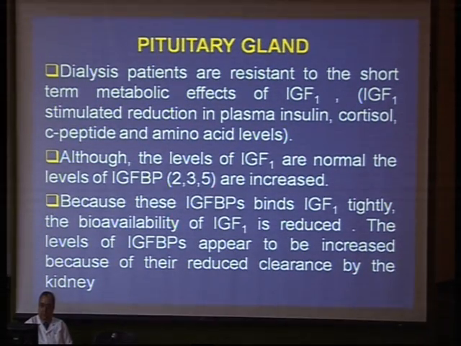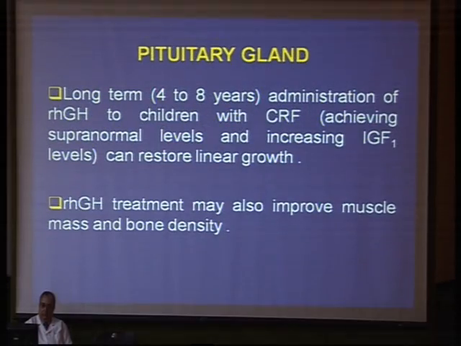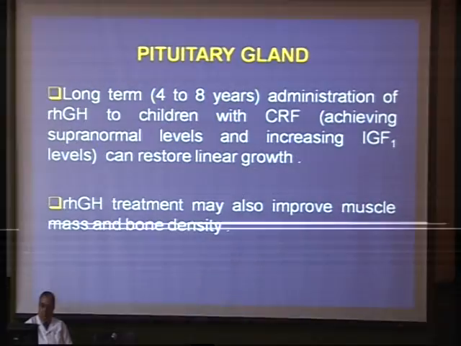Because these high IGF binding proteins work tightly with IGF1 and reduce the bioavailability of IGF1, and the level of this binding protein appears to increase because they reduce the clearance by the kidney. So, reduced action. It can be treated, yes. If you have a child with renal failure who goes into the period of adolescence and has a short stature, you must deal with this problem with growth hormone therapy. So growth hormone replacement is very important to catch up growth in time to avoid short stature.